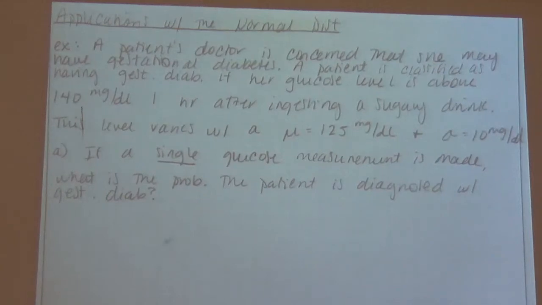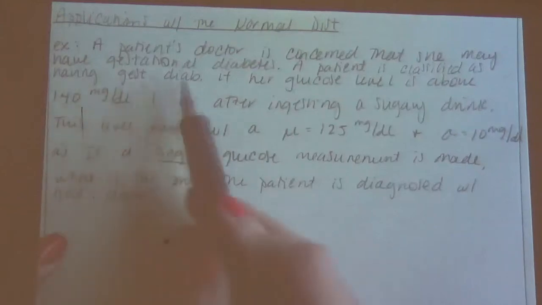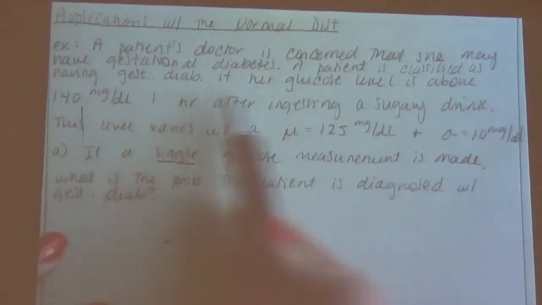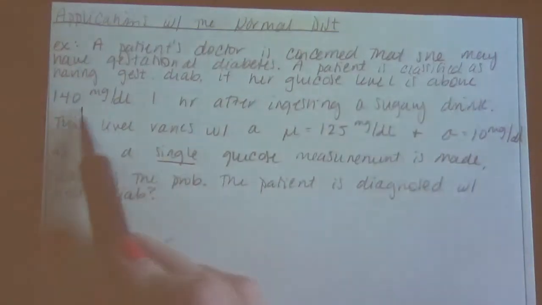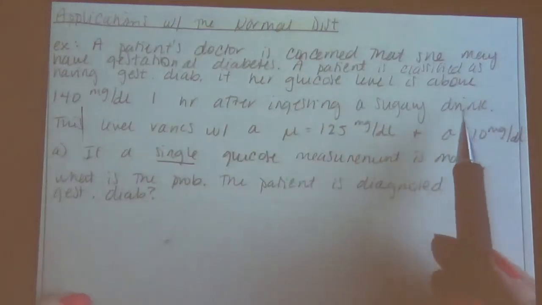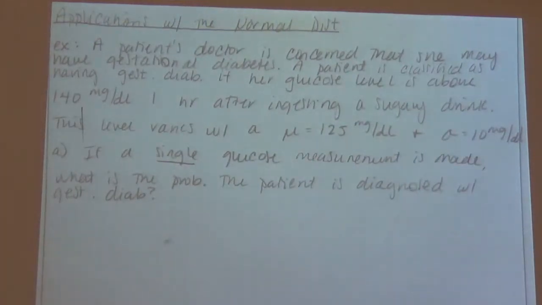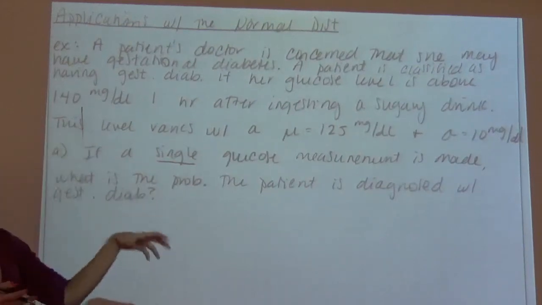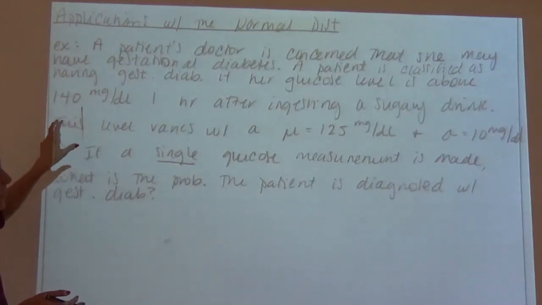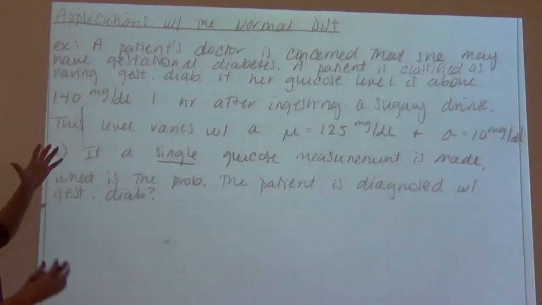Right, so first example says, a patient's doctor is concerned that she may have gestational diabetes. A patient is classified as having gestational diabetes if her glucose level is above 140 milligrams per deciliter 1 hour after ingesting a sugary drink. Okay, so if you have a kid or know anybody who does, a lot of times this is basically when pregnant moms have too much sugar in their bloodstream. What happens is you drink a super sugary drink, and then they test to see how much sugar you still have left in your body.